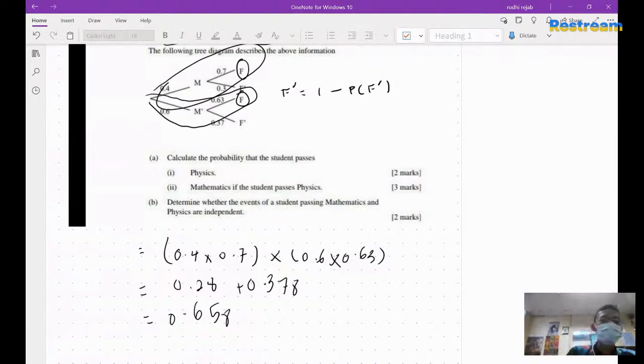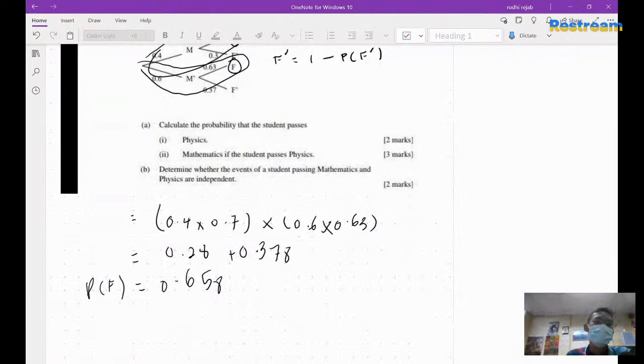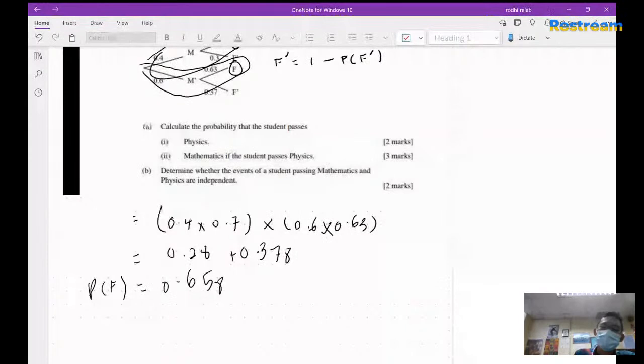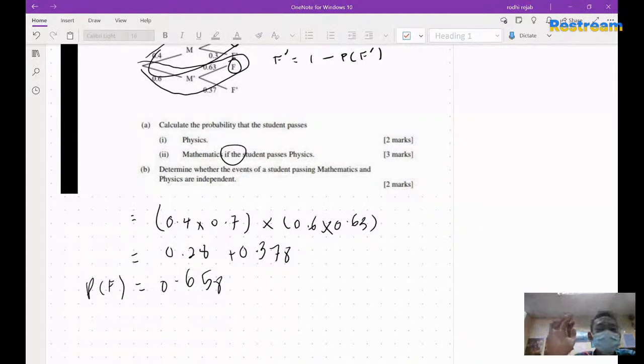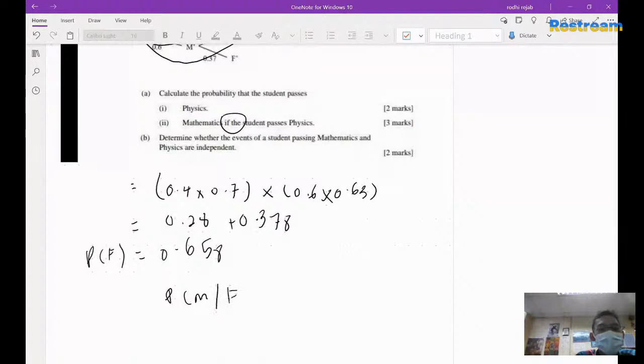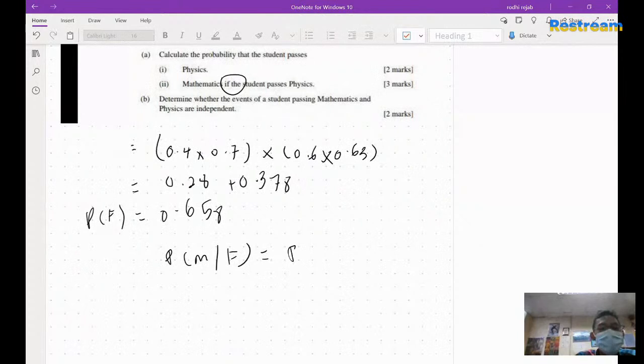And then the next question. Calculate the probability that the student passes mathematics if the student passes physics. When you see "if the student passes physics", it means you need to use this specific formula, the probability of mathematics given physics. You need to remember this formula for the examination. If you expand it, it is P(M intersect F) over the probability of F.